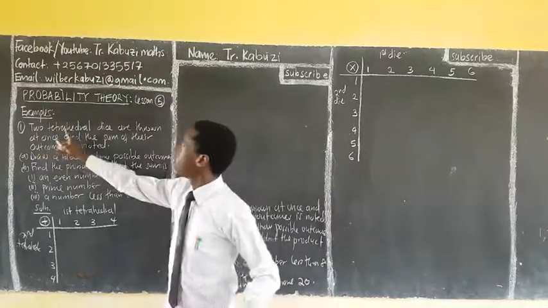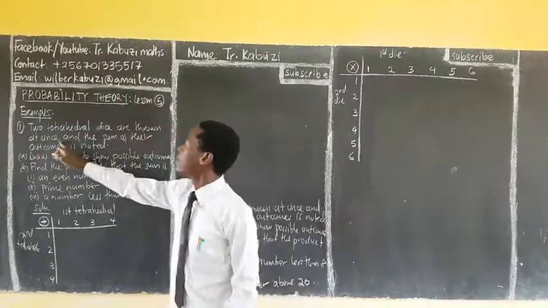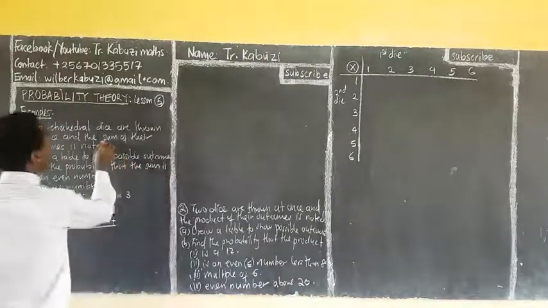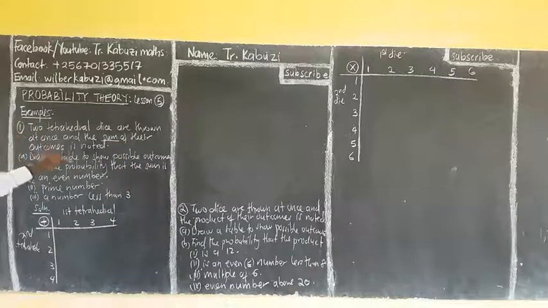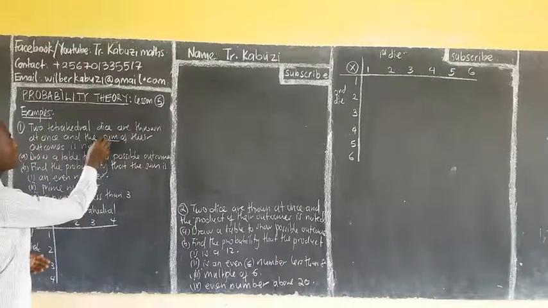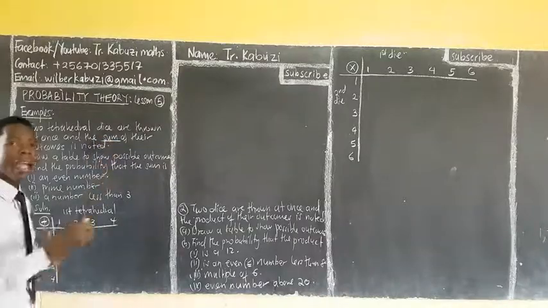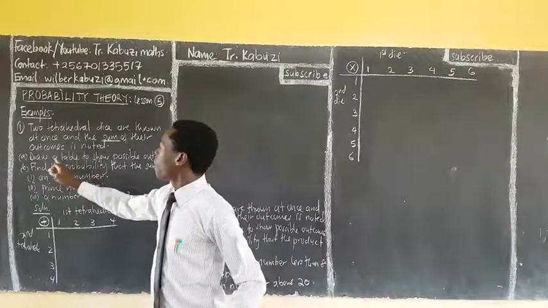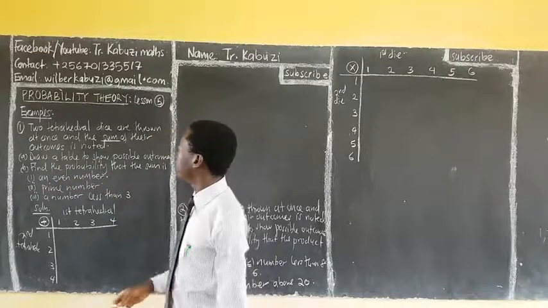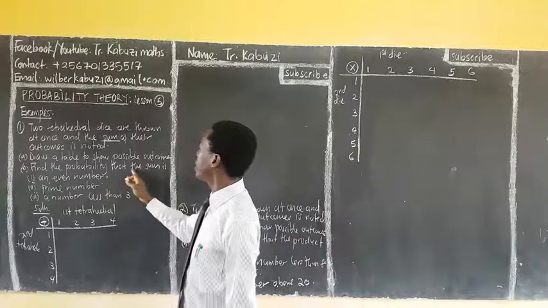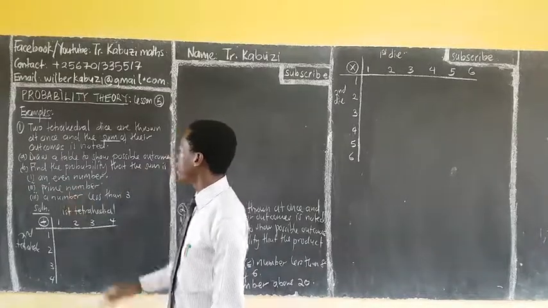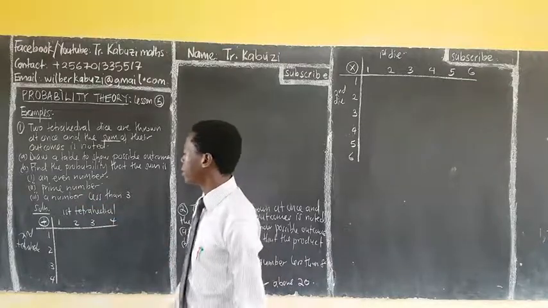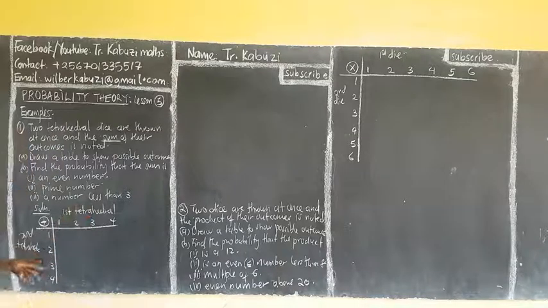Okay. Two tetrahedral dice are thrown at once, and the sum of the outcomes is noted. You note the word here: the sum. So here we are noting the sum. This is an important word. Of the possible outcomes is noted. Draw a table to show the possible outcomes. Find the probability that the sum is an even number, a prime number, a number less than 3. Look at this. We are taking the sum of the possible outcomes.